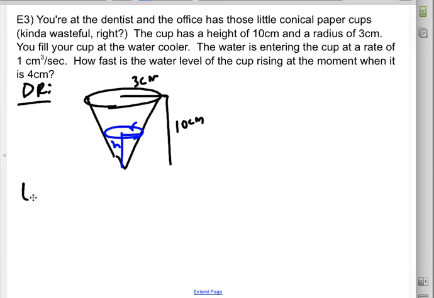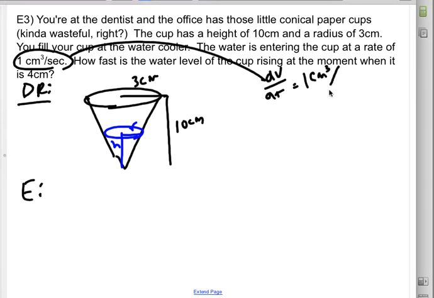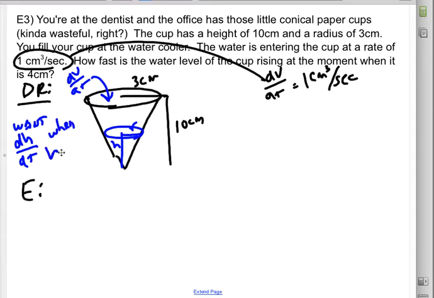So here's the reason that matters. I'm going to need the equation, so I'm given dv dt. The water is entering the cup. I can tell that that's dv dt. So dv dt, the water is entering the cup at 1 centimeter cubed per second. I can tell it's V because of the centimeters cubed. And we're trying to figure out, the thing that we want is dh dt. How fast is the height of the water changing when h is 4? That's the thing that we want, okay?